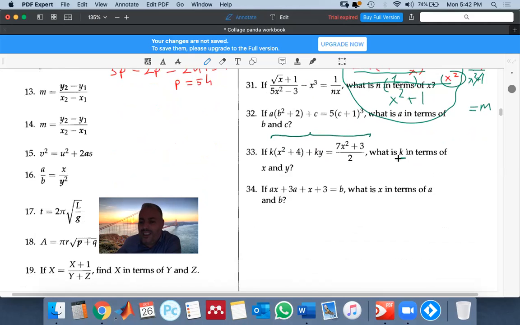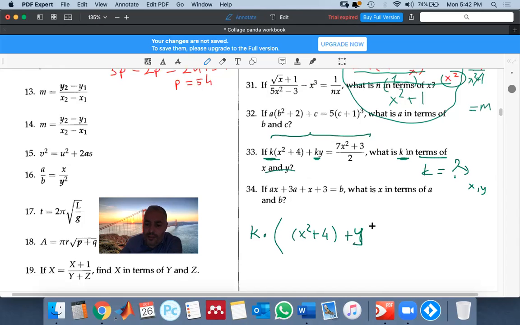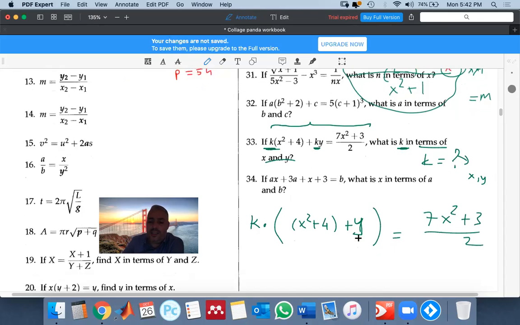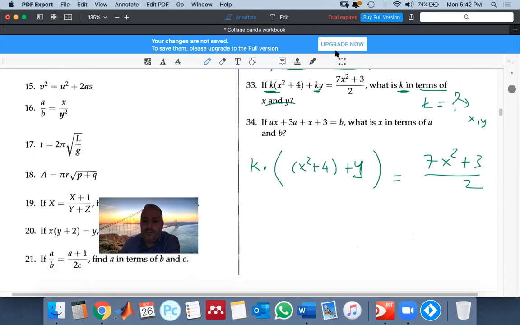The question is this. What is K? K is equal to what? This is the question, in terms of X, Y. So there will be X, Y, 2X, 3Y, whatever. So first of all, K and K, right? K common parenthesis. So x squared plus 4 plus y is equal to 7x squared plus 3 over 2. Check it. Can I say this or not? Check, please. Yes, I can say.